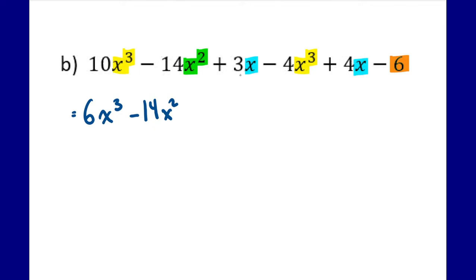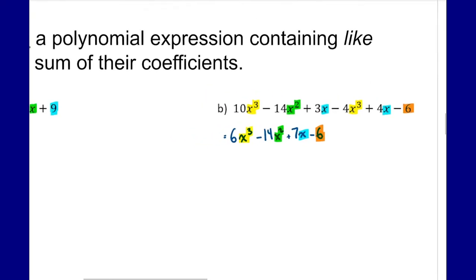Next, we have our terms with the x. So 3x plus 4x, 3 of something plus 4 of something gives me 7 of something. And then finally, negative 6 is just on its own. There is no other constant, so we just carry it down similar to what we did with this x squared term. So again, you can make the connections of where these terms came from and how we group them together.